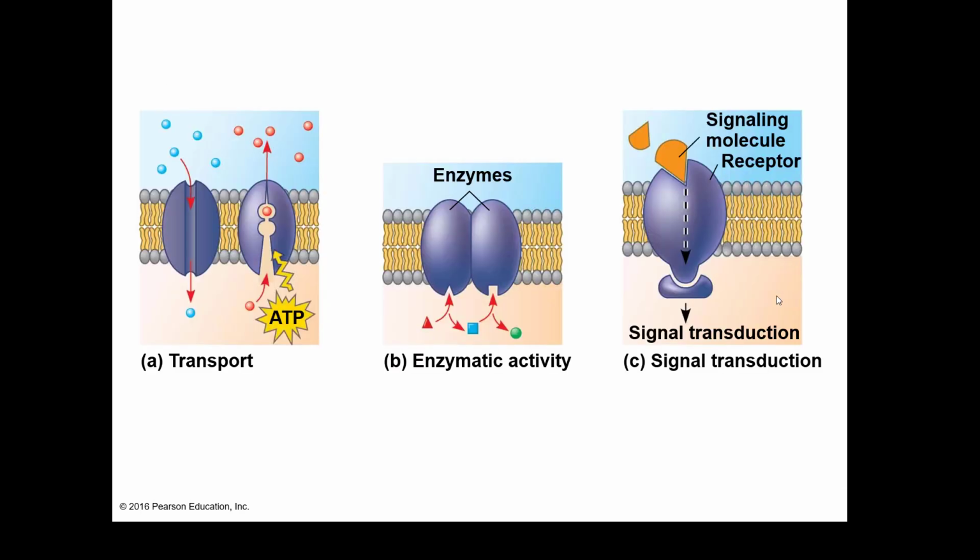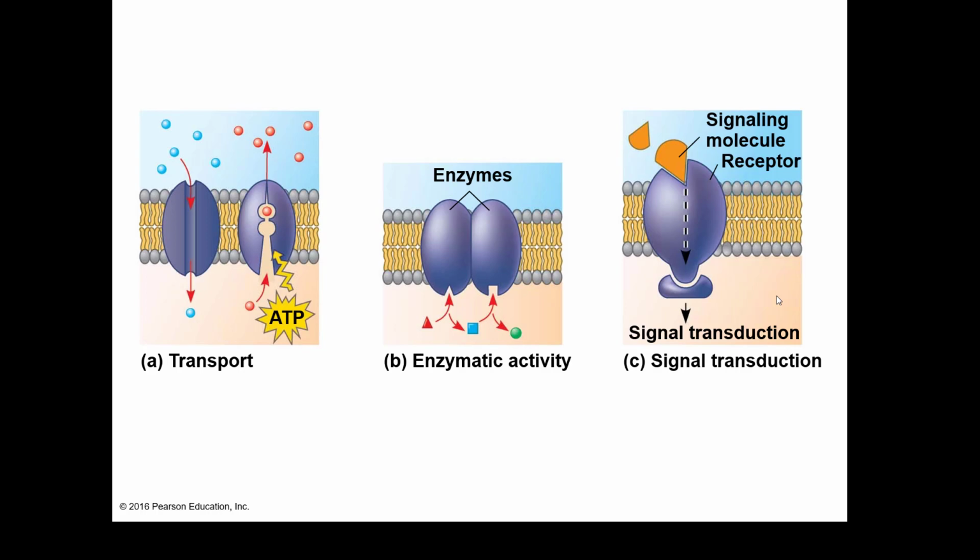So here we have some pictures of different things like transport, and we'll talk about specific types of transport a little bit later in this chapter, and that would just be movement of things across the membrane from the outside in or the inside out, and either it happens on its own or you have to add energy in the form of ATP. Then there's enzymes; we learned about enzymes in chapter 2, maybe 4, I don't remember.